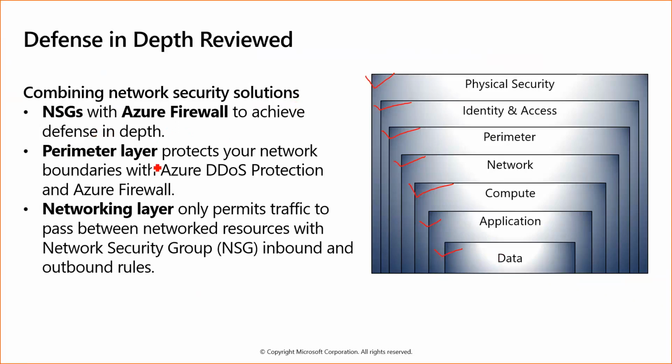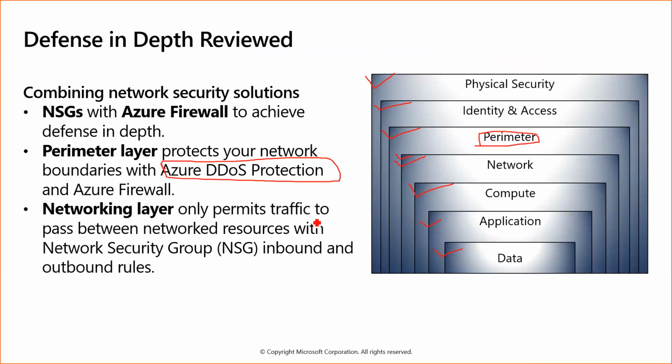The perimeter layer protects your network boundaries with Azure DDoS Protection and Azure Firewall. So when you see this perimeter, here we can deploy our Azure DDoS Protection as well as firewall. So it will provide a boundary for the attacks not to happen.